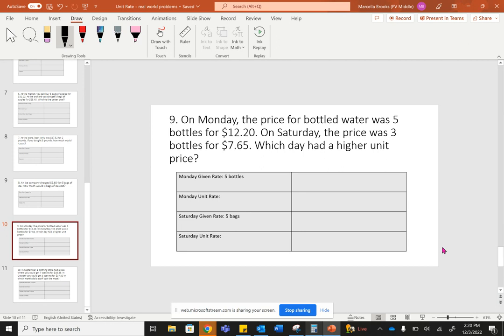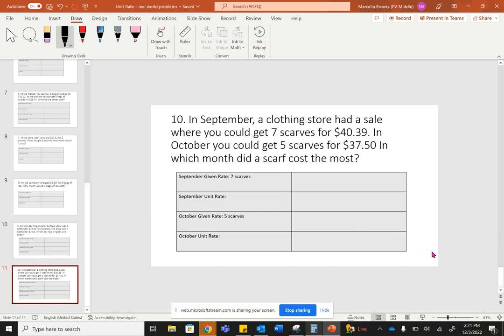Number 9. On Monday, the price for bottled water was 5 bottles for $12.20. On Saturday, the price was 3 bottles for $7.65. Which day had a higher unit price? Number 10. In September, a clothing store had a sale where you could get 7 scarves for $40.39. In October, you could get 5 scarves for $37.50. In which month did the scarf cost the most?